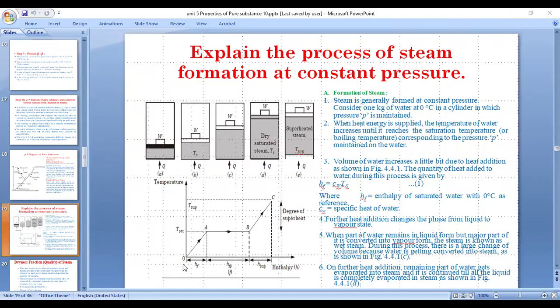The vertical line will indicate T saturation and the horizontal line will indicate enthalpy. Totally, this will be represented in a T-H diagram. In this T-H diagram, there is initially sensible heat, then latent heat, then the superheated form of heat.